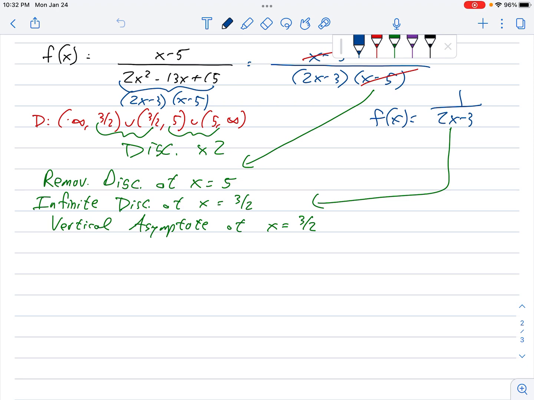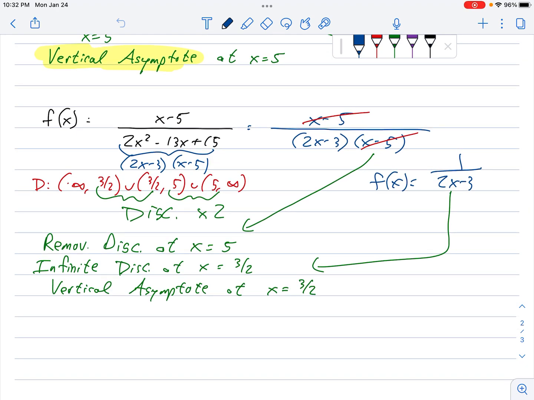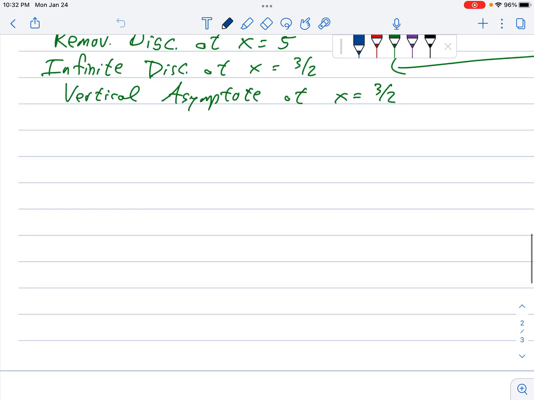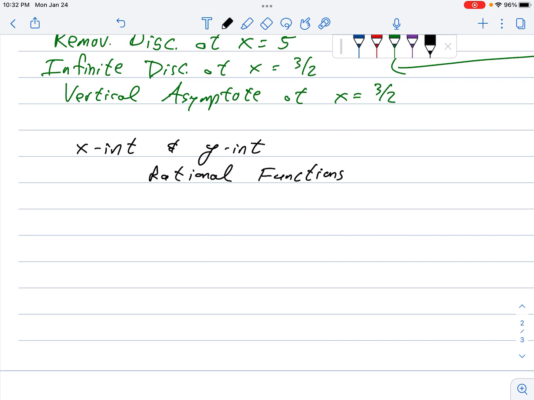Okay, gentlemen, this is where we ended last time, talking about continuity and discontinuity. So today, I just want to talk about two things, and that is finding the X-intercept and Y-intercept for rational functions.